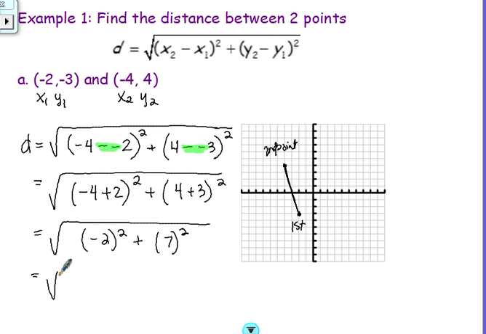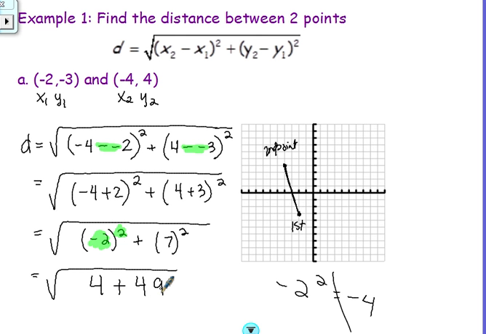So plugging this in the calculator, make sure at any time you have a negative here and you go to square it, you put it in parentheses. Because if I just typed in -2 squared in the calculator, that is not correct. It will not be the right answer. -2 squared is +4. 7 squared is 49. 4 plus 49 gives us the square root of 53.